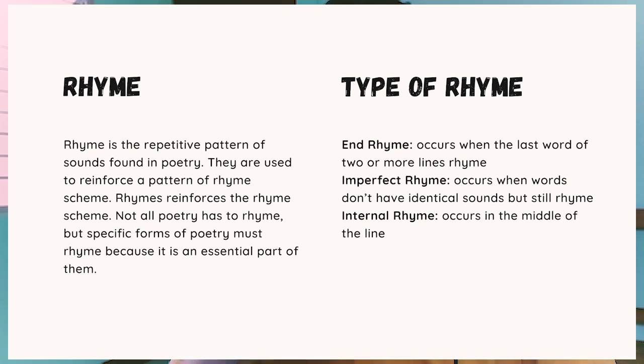It includes the end rhyme, which is the common type of rhyme that occurs when the last word of two or more lines rhyme. It also includes imperfect rhymes that occur when words don't have identical sounds but still rhyme. There are also rhymes that occur in the middle of the line, which is called the internal rhyme. Aside from those three, there are other types of rhymes that you can research on your own for further study.